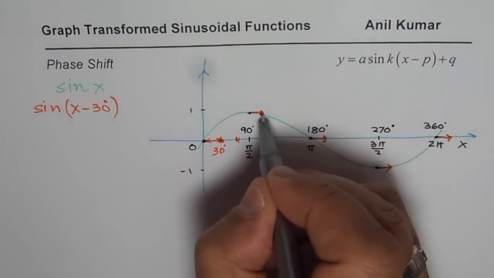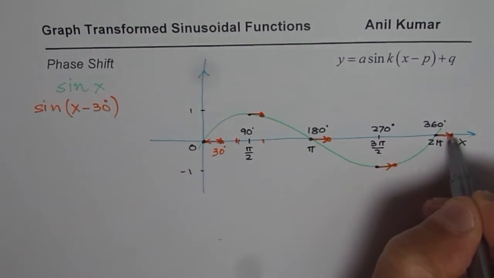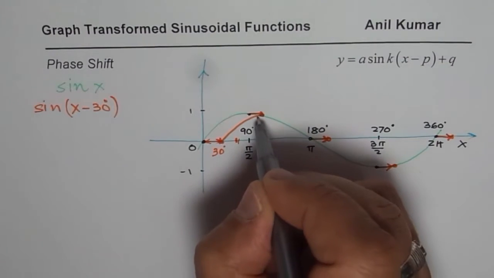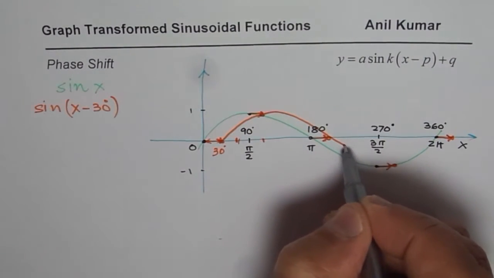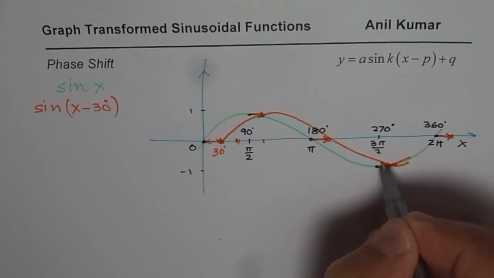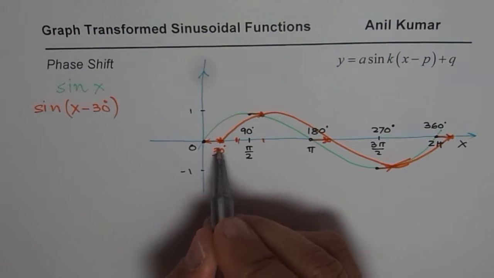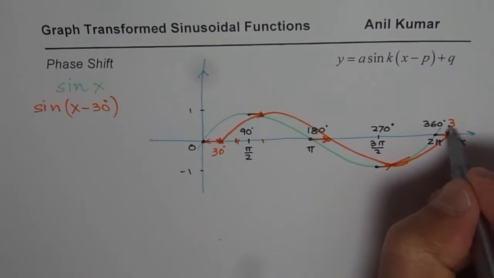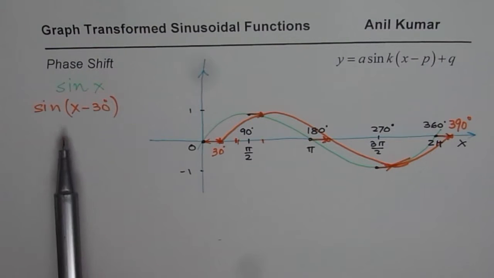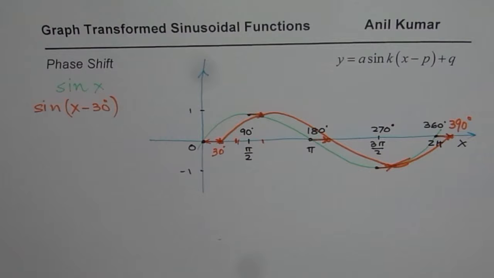So these 5 points for us now are these marked in orange. Do you get the point? Connect these points to get the graph for the transformed function, right? So that is how it has to be connected. So it will start at 30 degrees and will end at 390 degrees. This is what happens when we have a phase shift of 30 degrees to the right, correct?